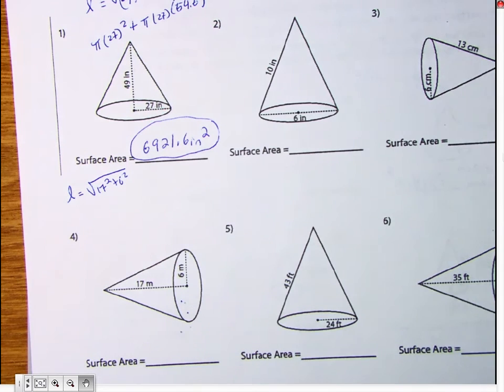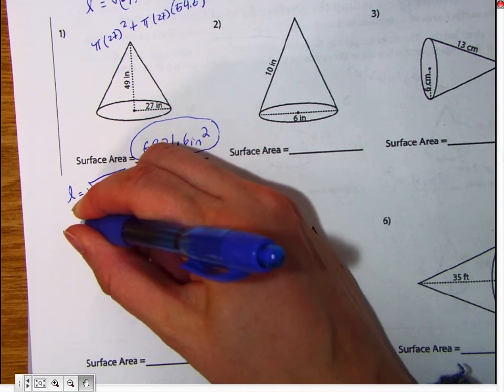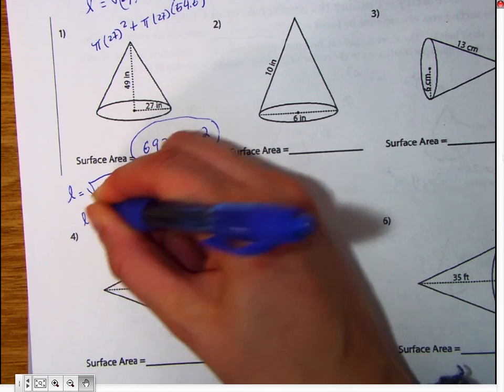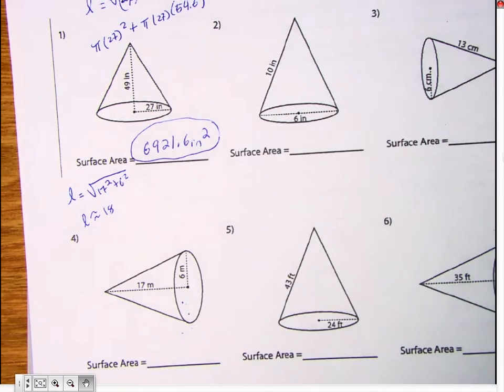So again, I'm going to put that in my calculator. 17 squared plus 6 squared under the square root sign. And I get, I'm going to say it is approximately 18, because if we round to the nearest tenth, that's how far it goes.